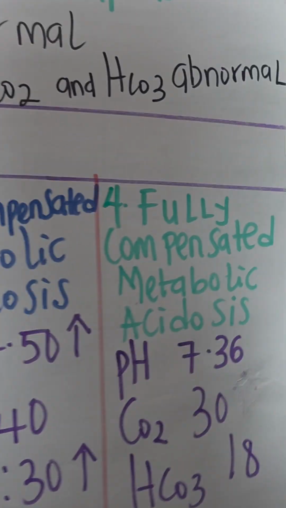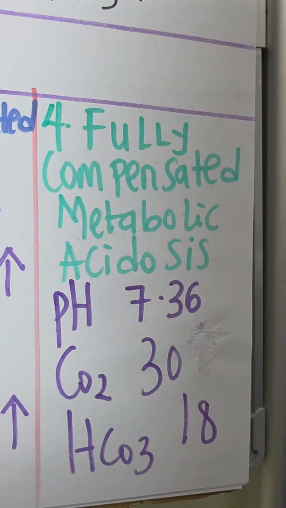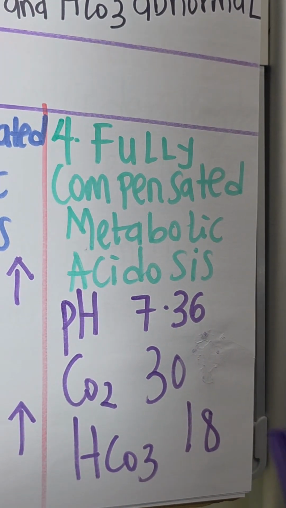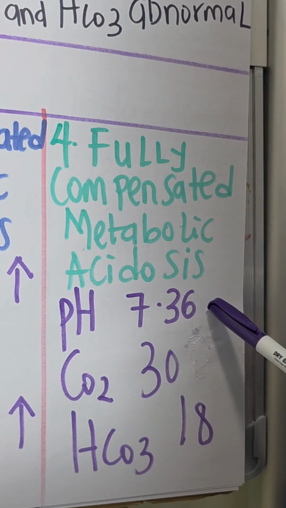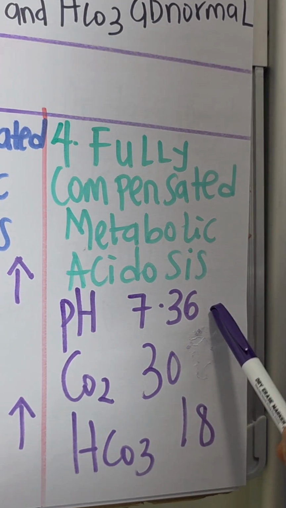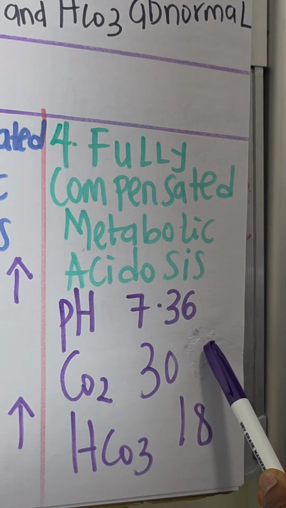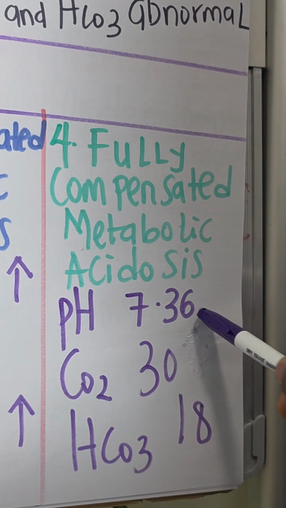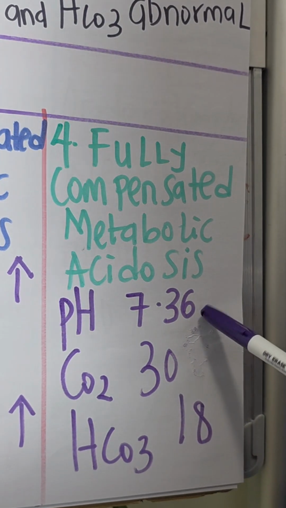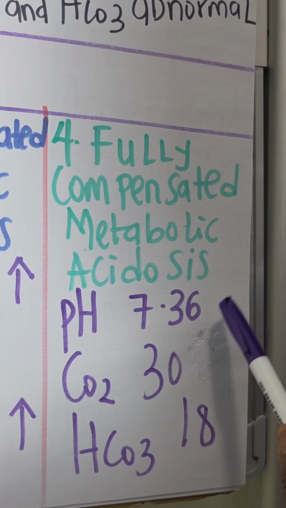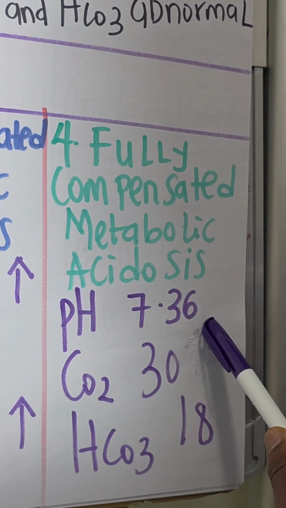Now let us move over to example number 4. The last example is the one that usually confuses students because the pH is 7.36. At first glance, you might think that everything is normal, but don't stop there. Whenever the pH is normal, use 7.40 as your guide. Since 7.36 is below 7.40, the pH is still leaning towards acidosis.